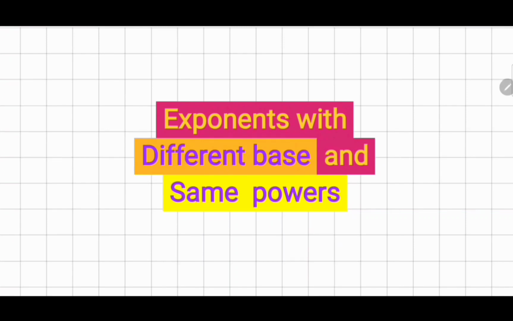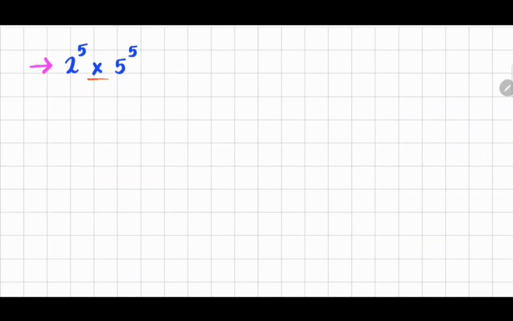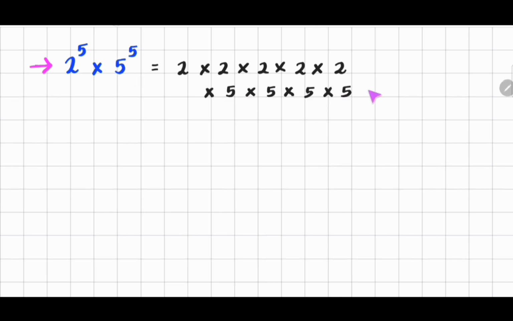Hi. Let's learn about the exponents with a different base and same powers. To understand the multiplication of exponent numbers with different base and same powers, let us consider this example. 2 power 5 times 5 power 5. Well, 2 power 5 means 5 2's multiplied together. And 5 power 5 means 5 5's multiplied together.